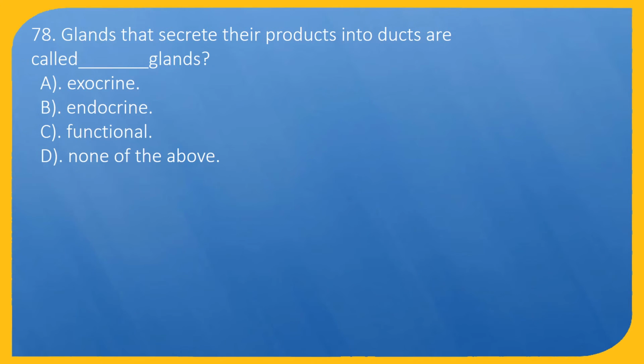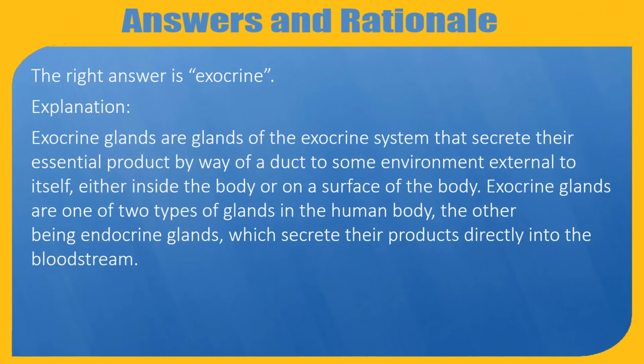Question 78. Glands that secrete their products into ducts are called glands. A. Exocrine. B. Endocrine. C. Functional. D. None of the above. The right answer is exocrine.